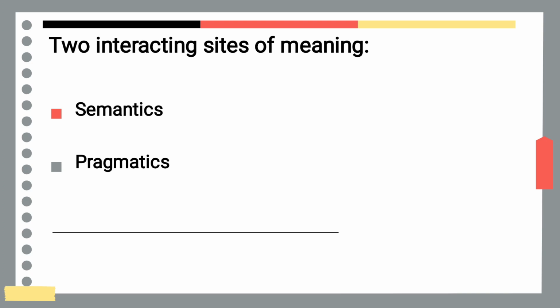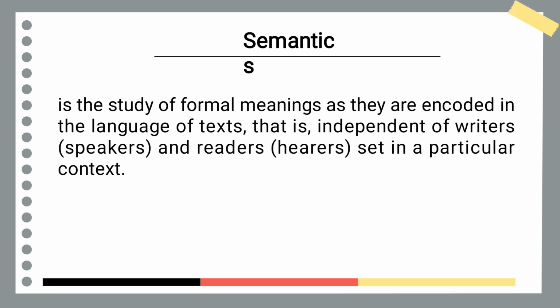And these are the fields of linguistics that concern the meaning making, which are semantics and pragmatics. So these are the two interacting sides of meaning. So first we have semantics.